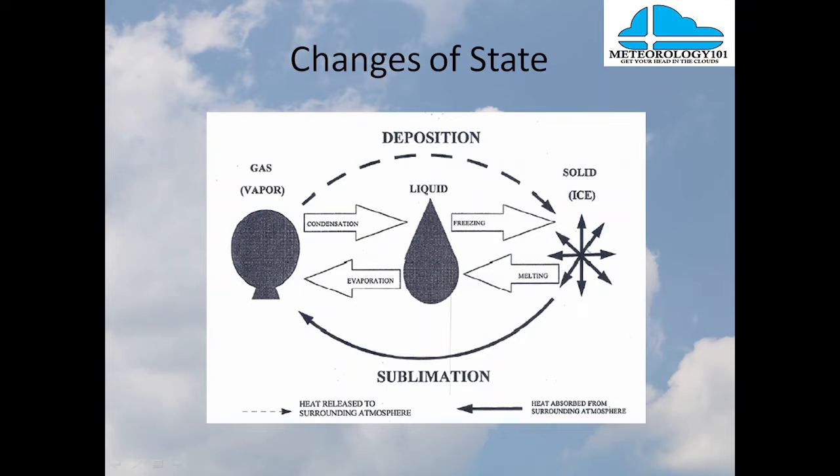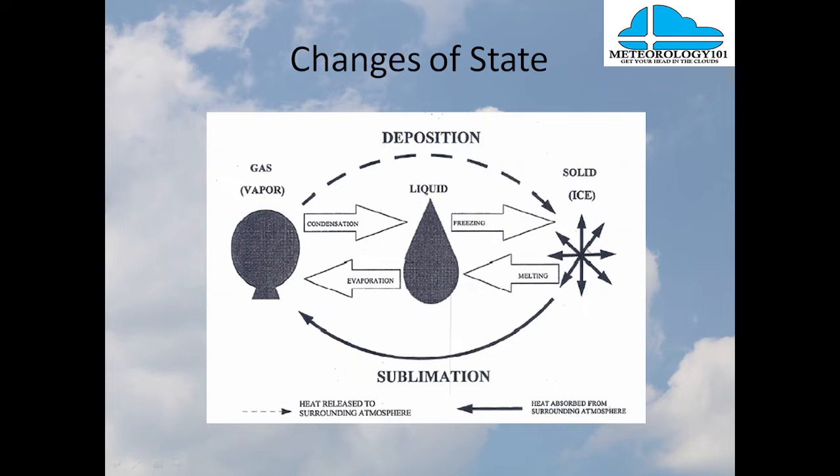Changes of state, here's the chart. If we go from gas all the way to a solid, then if you look at the bottom dash line, heat is released to the surrounding atmosphere. So you release that heat as a vapor. The heat's released. The water droplet cools all the way, it's not even a water droplet, it's just gas. Cools so fast it just freezes.